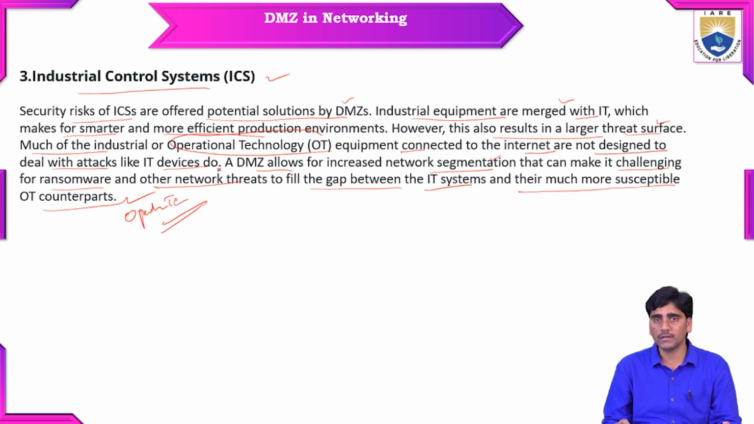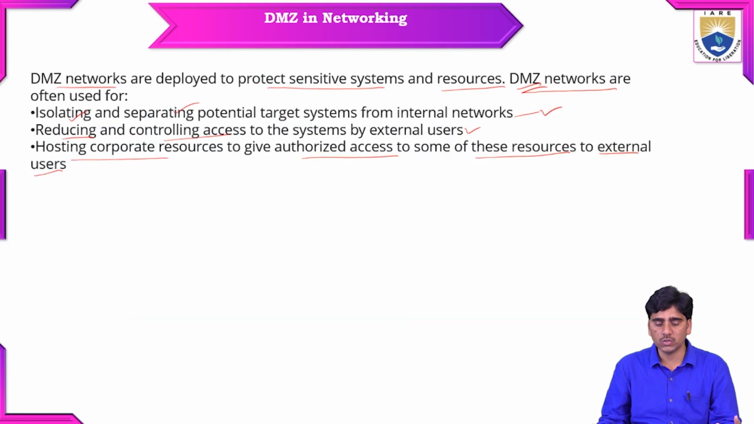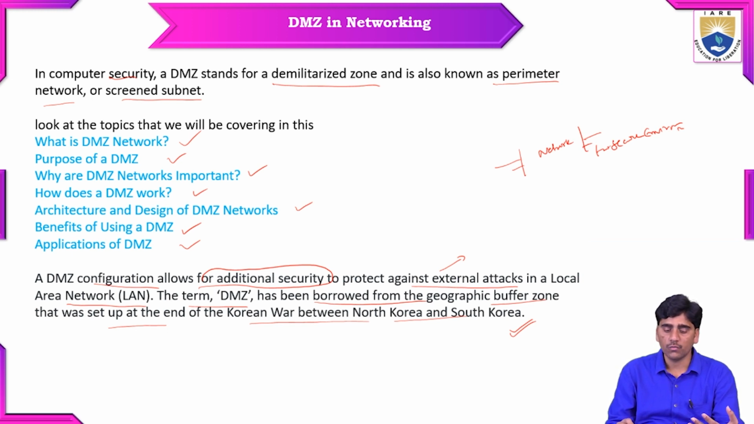So these are the three applications of the demilitarized zone which we can use in a real-time environment. Once again, we revise the topics which we discussed in this session. The first is what is meant by demilitarized zone. Here we looked at these topics: what is a demilitarized zone network, what is the purpose of a demilitarized zone, why are demilitarized zone networks important, how does a demilitarized zone network work, architecture and design of demilitarized zone networks, benefits of using a demilitarized zone, and applications.